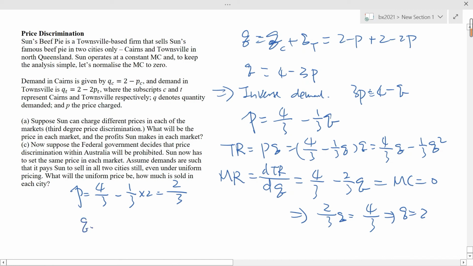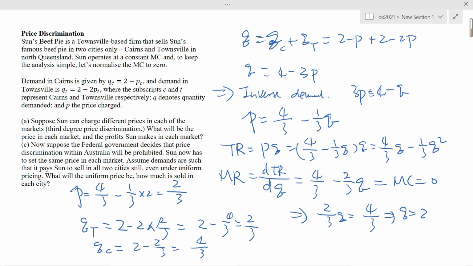The quantity in Townsville would be 2 minus 2 times 2 over 3, which is 2 minus 4 over 3, so it is 2 over 3 units. And similarly, Cairns is equal to 2 minus 2 over 3, so it's equal to 4 over 3. Alright, that's the total quantity, the price, the quantity in Townsville, and the quantity in Cairns.